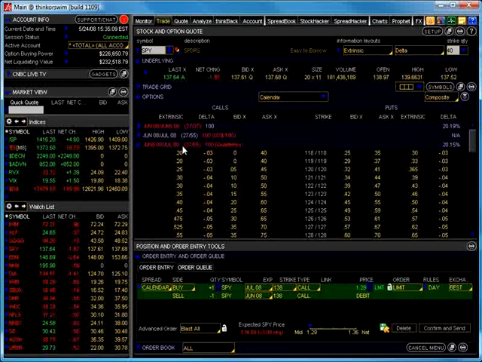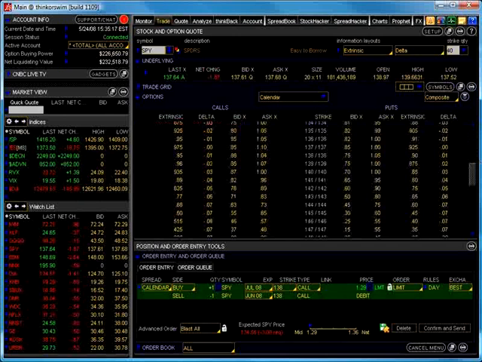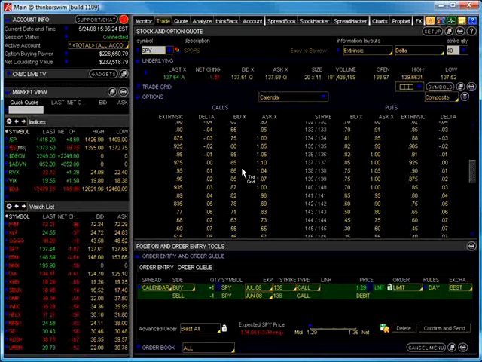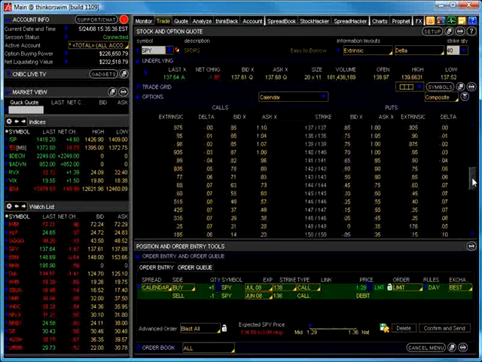We have 37 days before June. We have 55 days to July. And the current price of the SPY is at 137. So let's go exactly to the 137 strike price. You can see that the farther out of the money on either side, the less expensive the calendar spreads become.